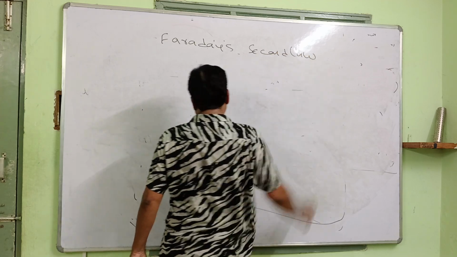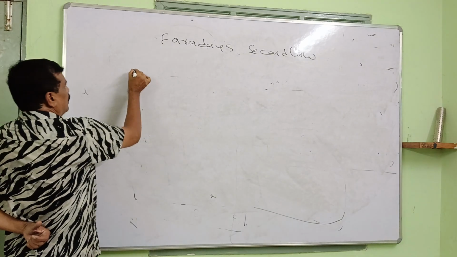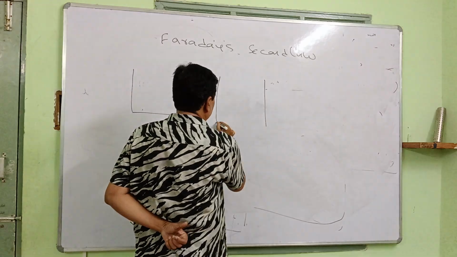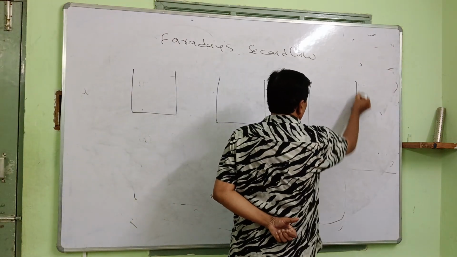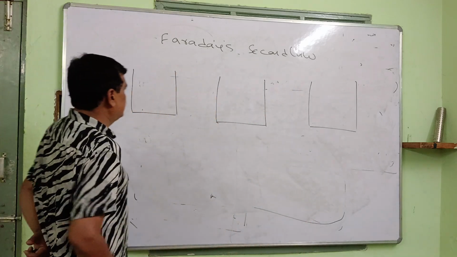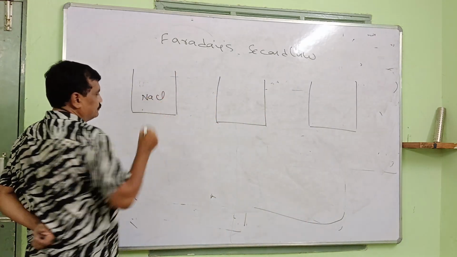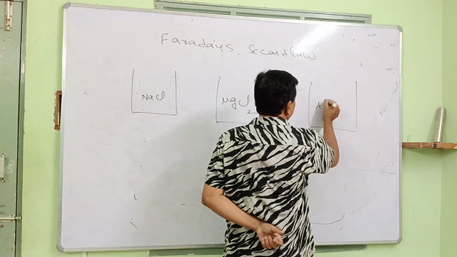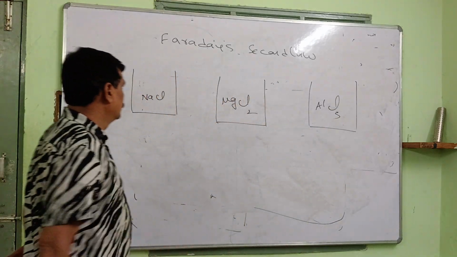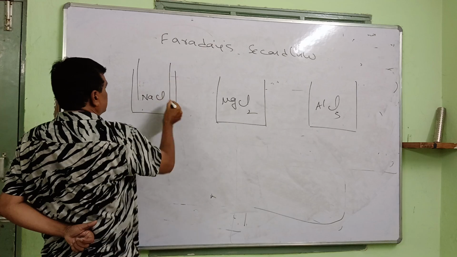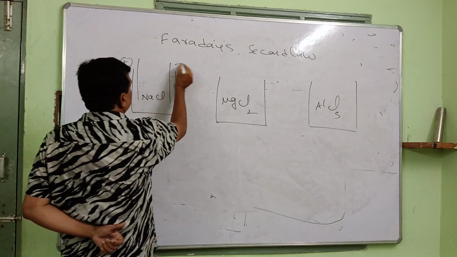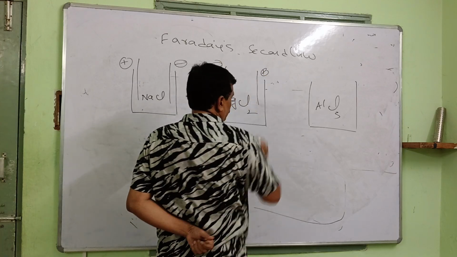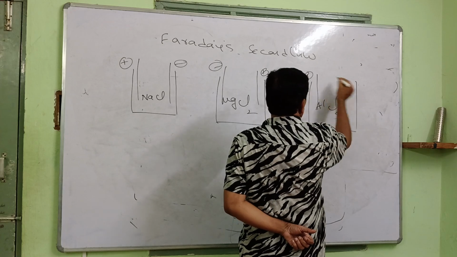Faraday's second law. It's very easy. I will take 3 different vessels: first vessel, second vessel, and third vessel. In the first vessel I will take NaCl, in the second vessel MgCl2, and in the third vessel AlCl3. Each contains 2 rods: an anode and a cathode.